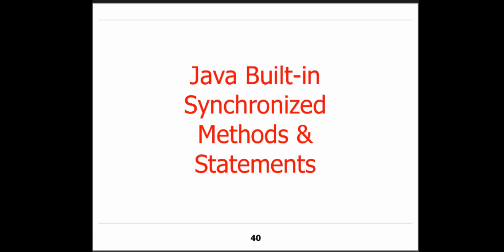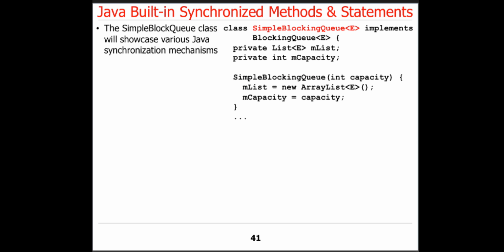All right, so let's talk about the easy part first. Synchronized methods and statements. And you'll see those are different things, but they both do important stuff. To make this discussion concrete, we're going to have something called the simple blocking queue class. It should be simple blocking queue class. If I could edit my slides, I would. Simple blocking queue class. And as again, that implements blocking queue.